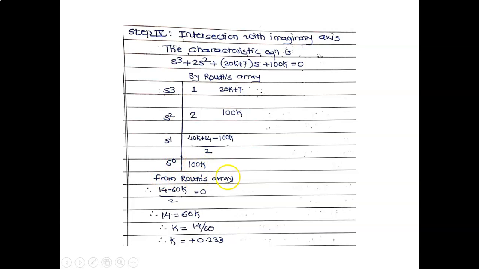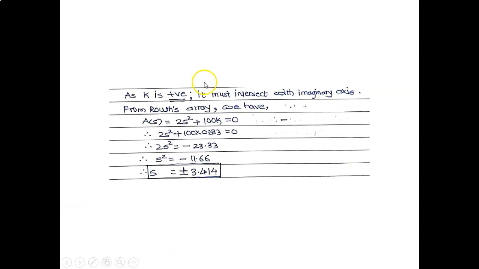Therefore from the Routh's array we are getting 14 minus 60k divided by 2 is equal to 0. Therefore 14 is equal to 60k, k is equal to 14 divided by 60, therefore k is equal to plus 0.233. As k is positive, it must intersect with the imaginary axis.